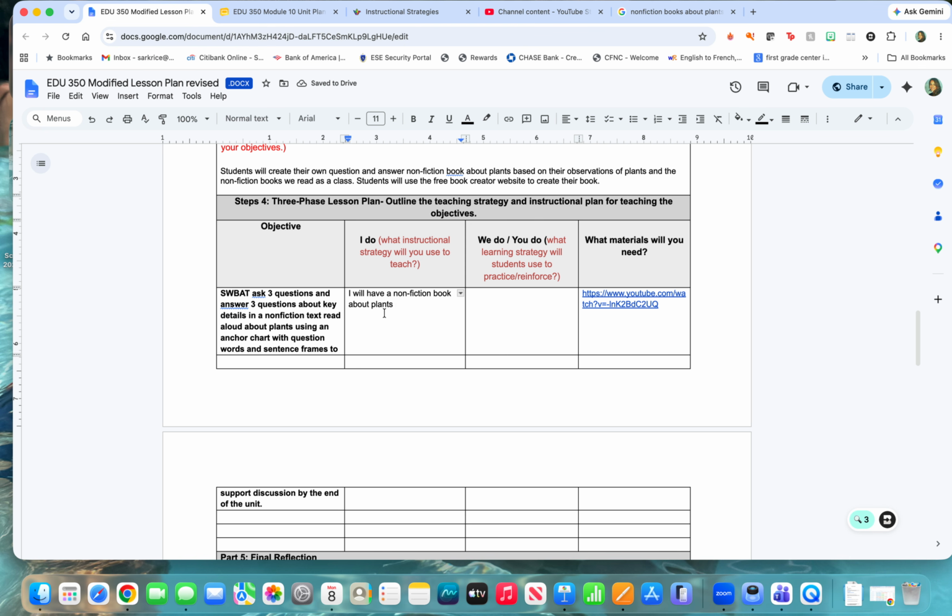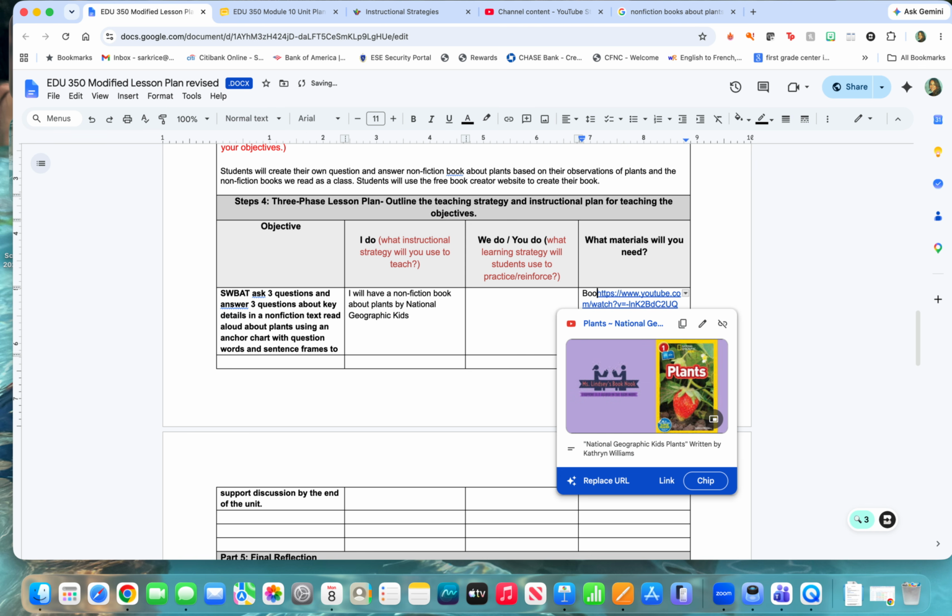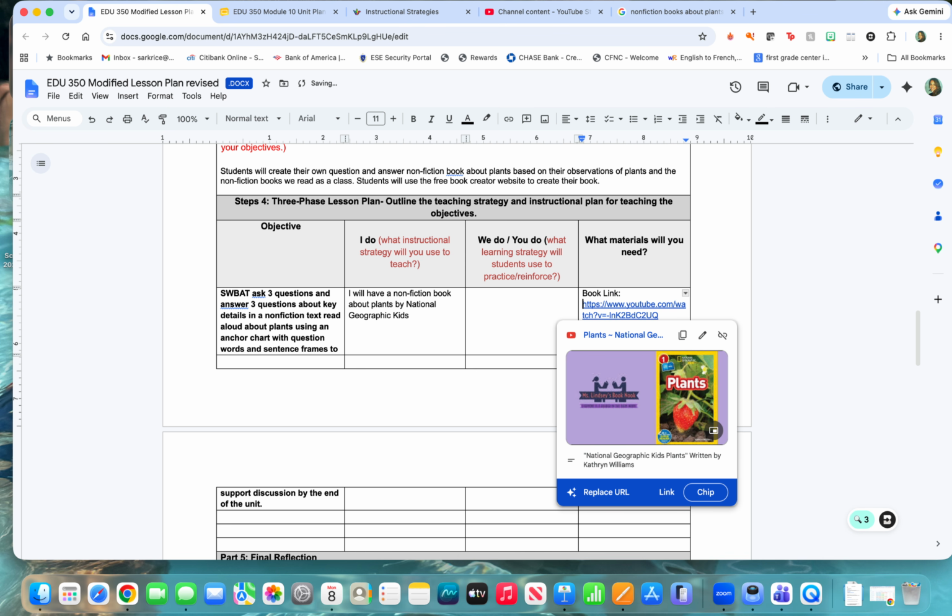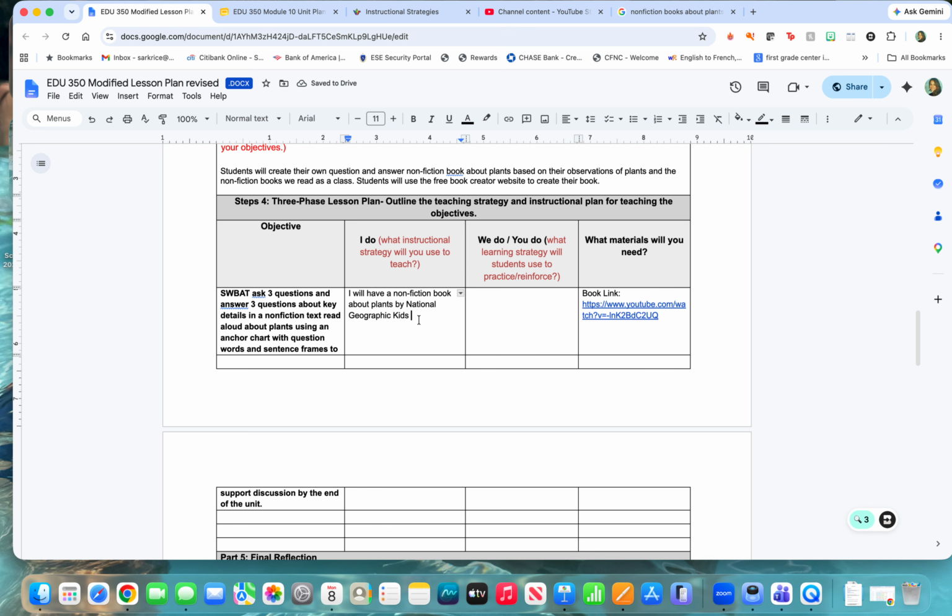Students will read a nonfiction book about plants by National Geographic Kids. And then here's the book link that I can make sure is included. And I watch the YouTube video so I can see that this is appropriate for kindergarten. So, a nonfiction book called Plants by National Geographic Kids.